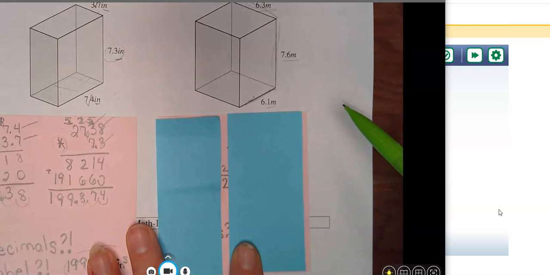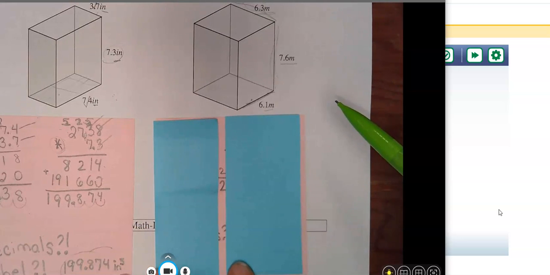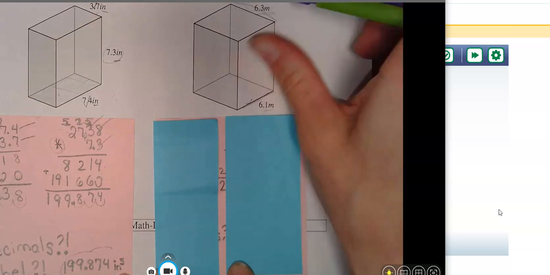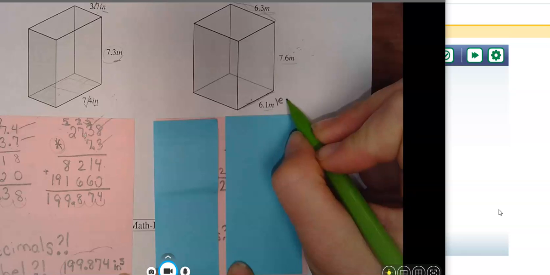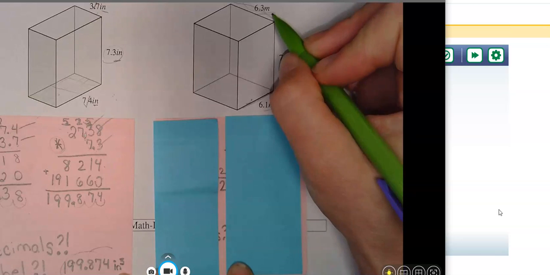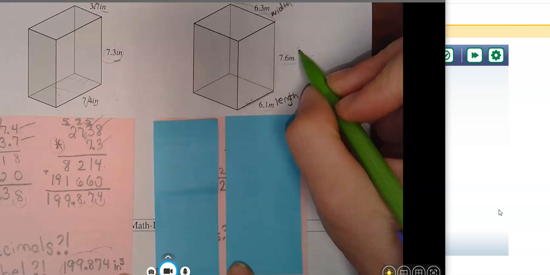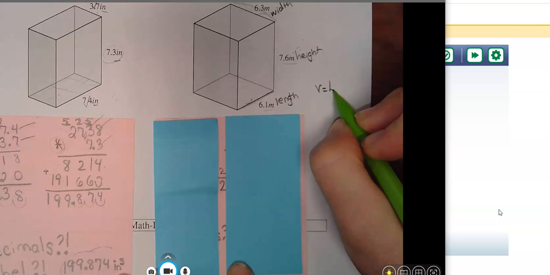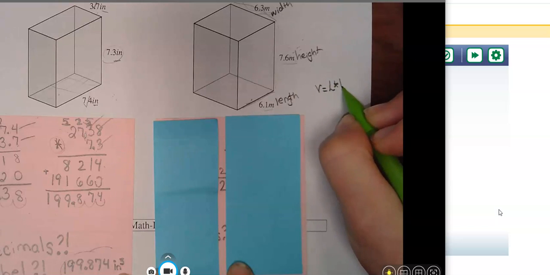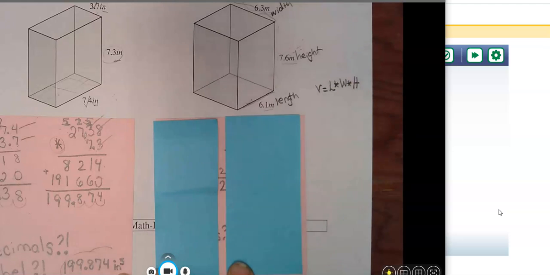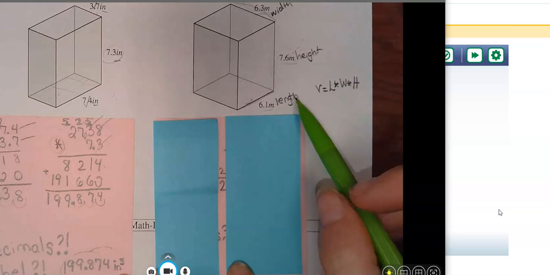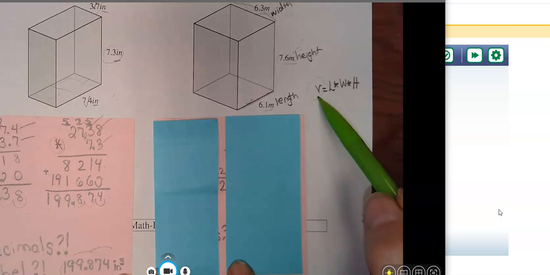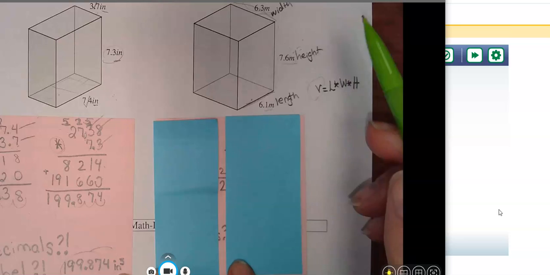Now, in multiplication, it does not matter the order that you multiply things. So you could just say 6.3 times 7.6 and that answer times 6.1. However, I am trying to train you to think volume is length times width times height. It will very often be written V equals L times W times H. Length times width times height. Anytime you are asked for volume, you know there will be multiplication involved.